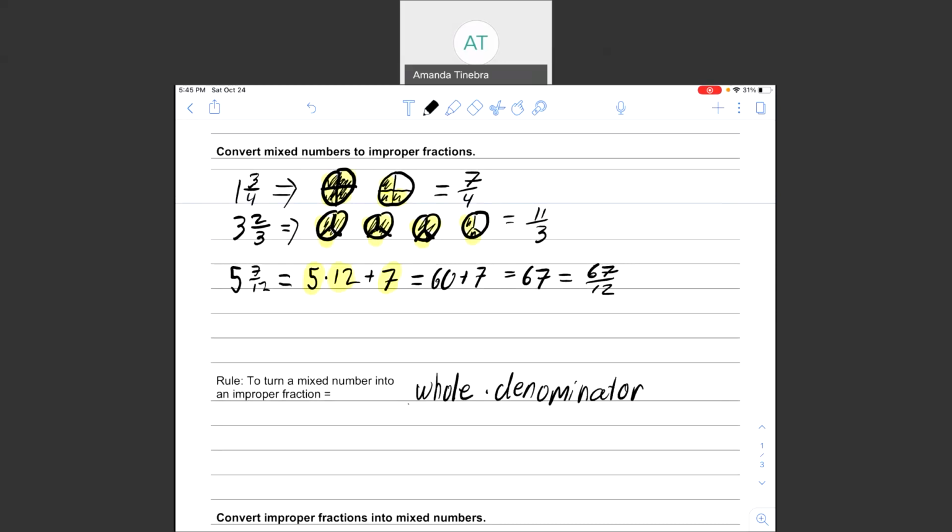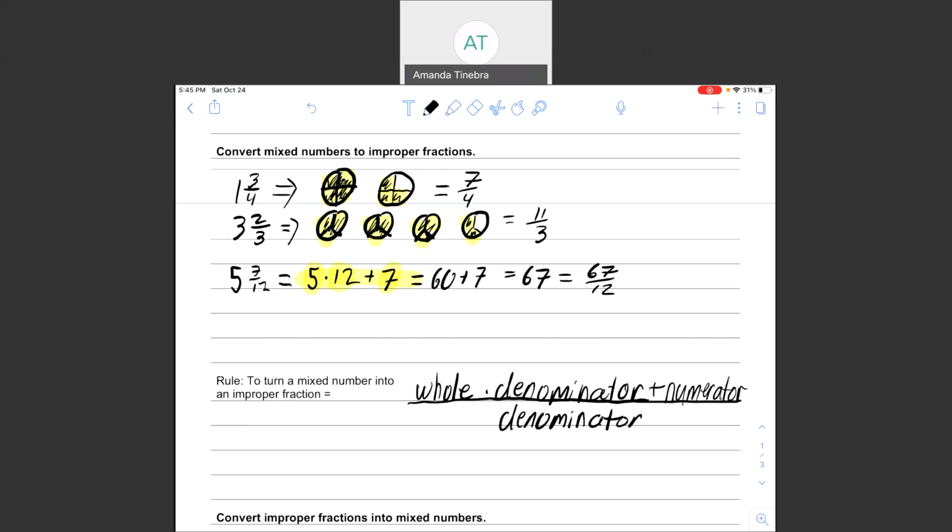That goes on the top, along with adding the numerator. So this is just what I did up above. This is my 5 times 12 plus 7. So whole number times the denominator plus the numerator. That all goes on top. And my bottom will still be my original denominator.